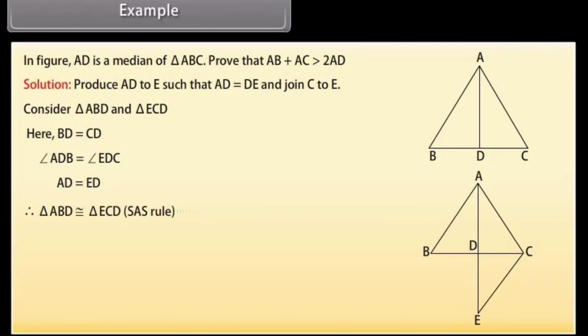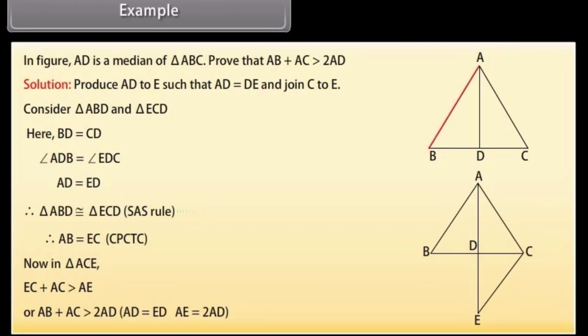Therefore, by the SAS congruence rule, triangle ABD is congruent to triangle ECD. Therefore, AB is equal to EC, by CPCT. Now, in triangle ACE, EC plus AC is greater than AE, or AB plus AC is greater than 2AD, because AD is equal to ED, which implies that AE is equal to 2AD.